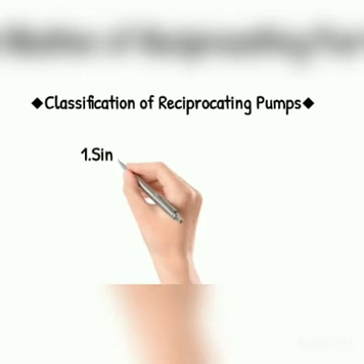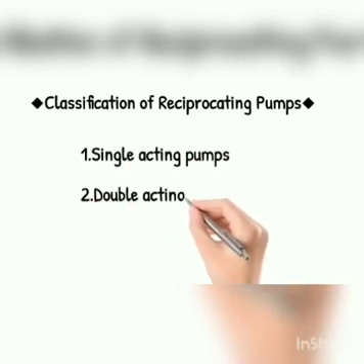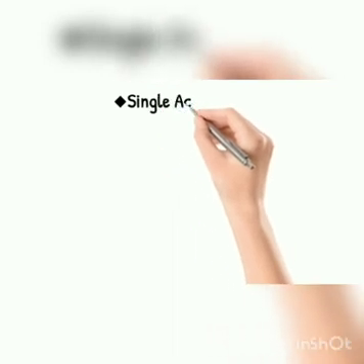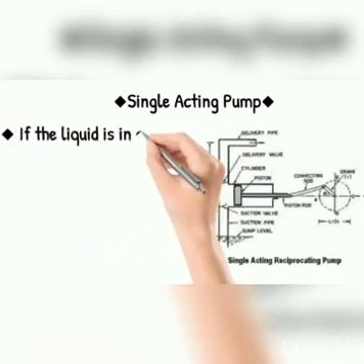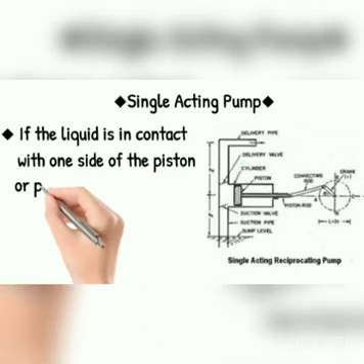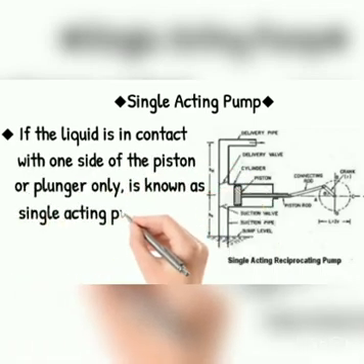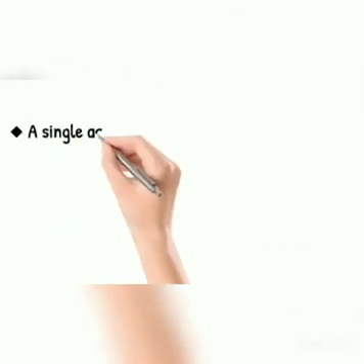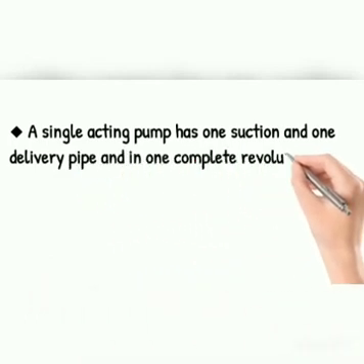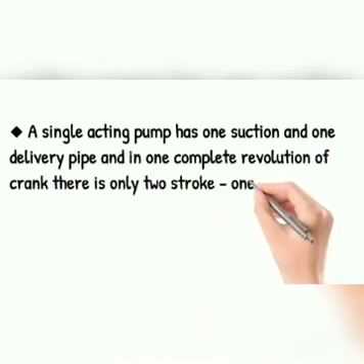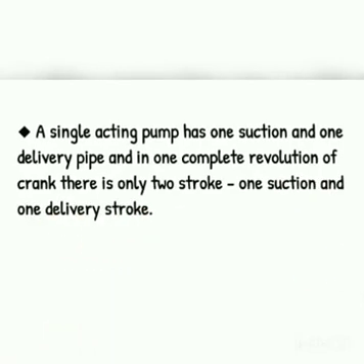Now, let us see the further classifications of the reciprocating pump. It has two basic types, single acting pumps and double acting pumps. Now let us see what are the single acting pumps. Let's start with its diagram. So, if the liquid is in contact with one side of the piston or plunger only, it is known as single acting pump. A single acting pump has one suction and one delivery pipe, and in one complete revolution of the crank there is only two strokes, one suction and one delivery stroke.